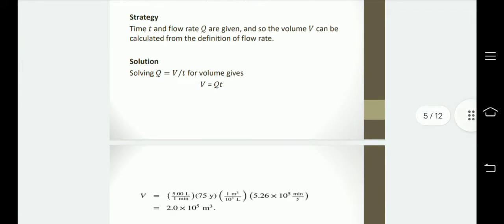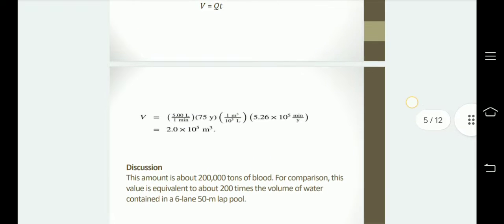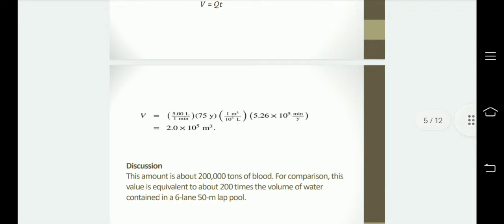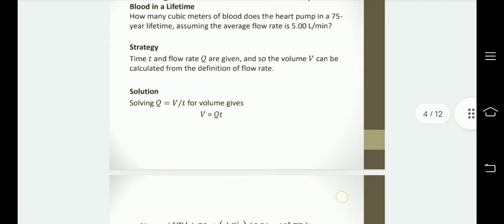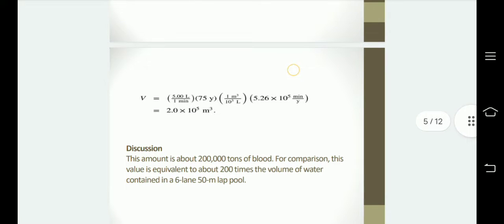The solution: solving Q = V/T for volume gives V = Q × T. So V = (5 liters / 1 minute) × 75 years × (1 m³ / 10³ liters) × (5.26 × 10⁵ minutes / year).